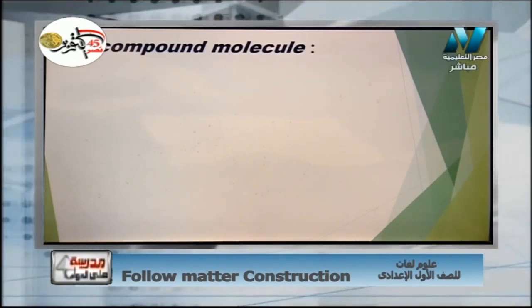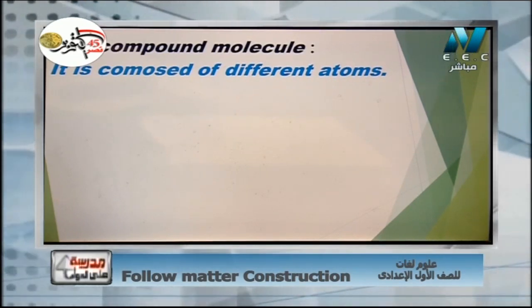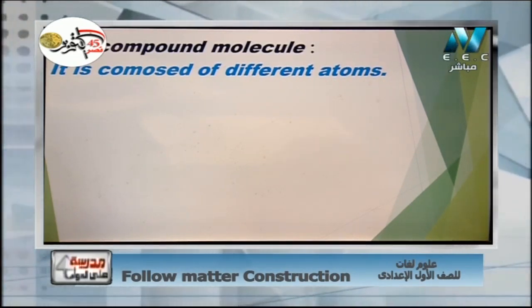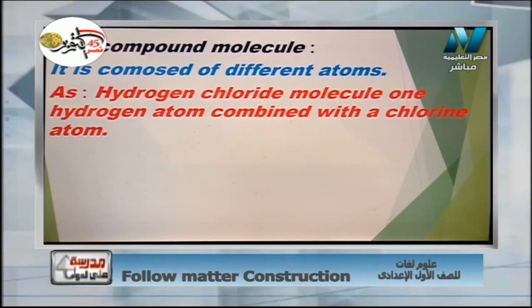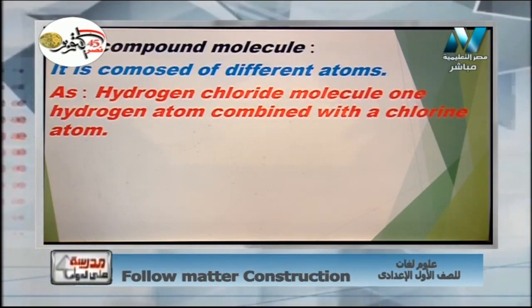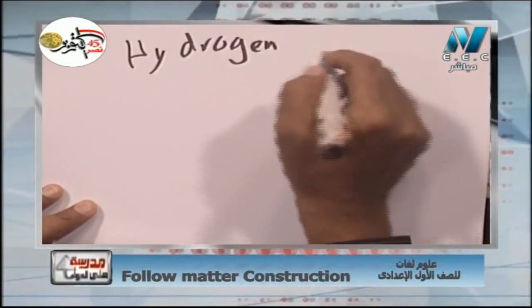The compound molecule is composed of different types of atoms. As what? Hydrogen chloride. As you notice, my dear student, it consists of two names, hydrogen chloride.